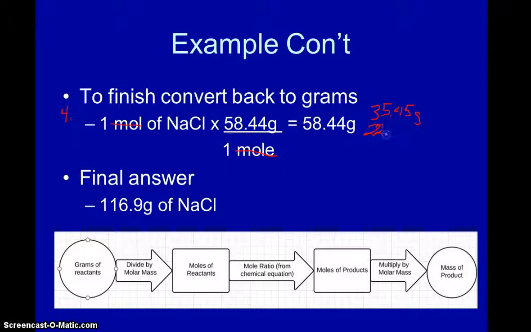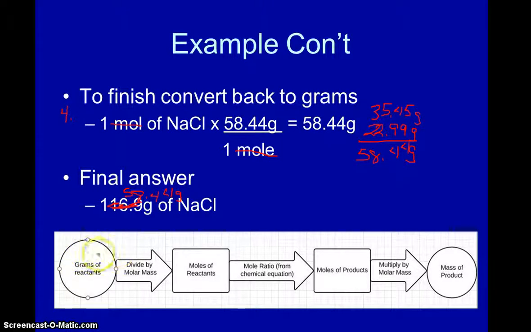Sodium was 22.99 grams, and when I add them up, that's 58.44. That's where that number came from. So then our final answer is just 58.44 grams.